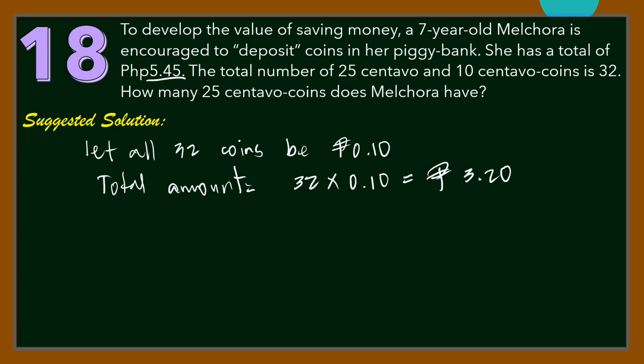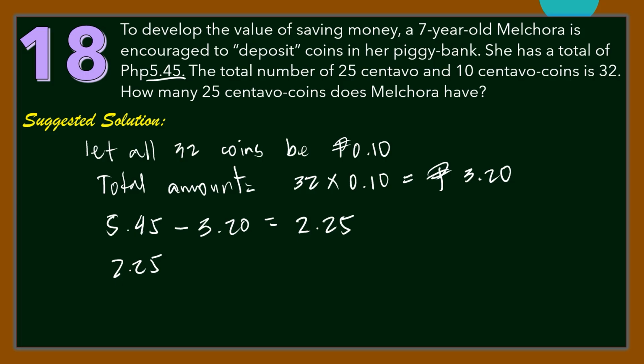So there is still 5 pesos and 45 centavos minus 3 pesos and 20 centavos. So there's still remaining 2 pesos and 25 centavos to complete the 25 centavo coins. Since we let all 32 coins be 10 centavo coins and we still need 2 pesos and 25 centavos, then we will divide 2.25 or 2 pesos and 25 centavos by the remaining 15 centavos that is needed by all these coins to make up for 25 centavos.